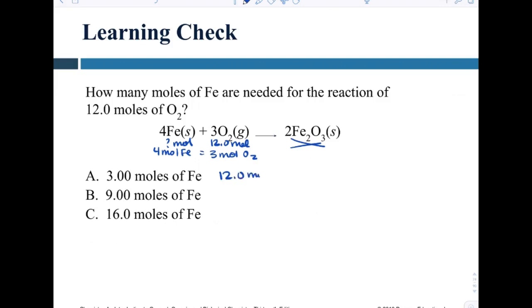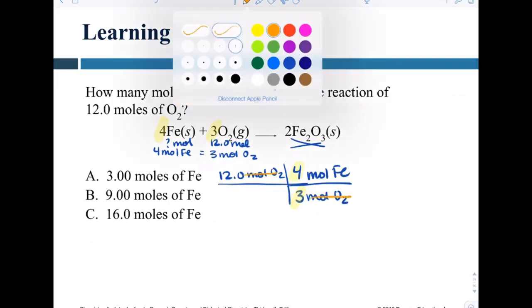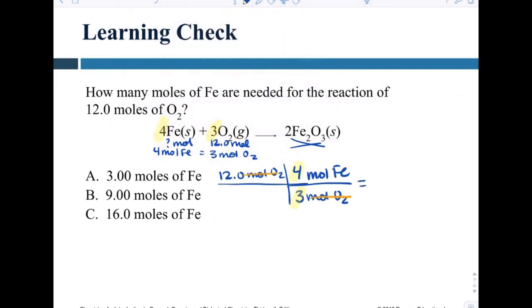So I have 12 moles of oxygen. Moles of oxygen have to cancel, so they have to go on the bottom. The number that goes with moles of oxygen is 3. I get this number from the balanced chemical reaction. 3 moles of oxygen are equal to some number of moles of iron in the chemical reaction. That number is 4. I get this number from, again, the balanced chemical reaction. And so my moles of oxygen will cancel, and I'll be left with moles of iron, which is what I want.